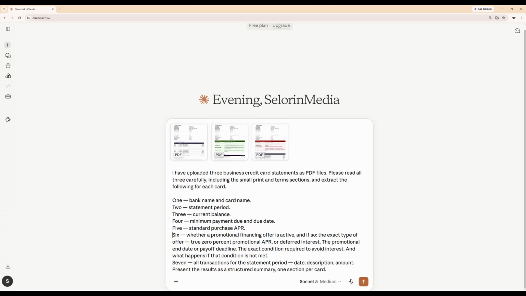True 0% promotional APR or deferred interest. The promotional end date or payoff deadline. The exact condition required to avoid interest. And what happens if that condition is not met? 7. All transactions for the statement period. Date, description, amount. Present the results as a structured summary, 1 section per card. Short, specific, and it covers everything we need before we touch the math.